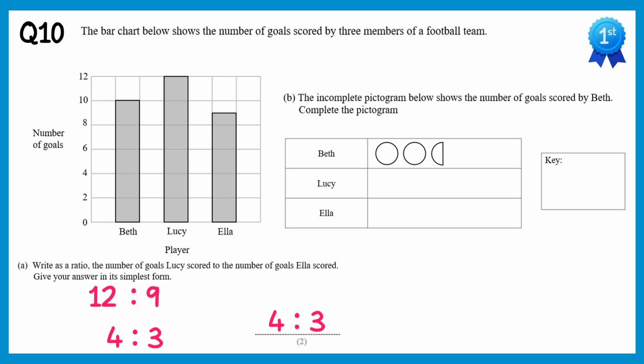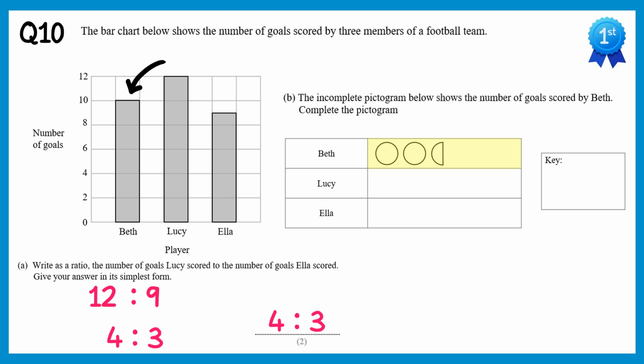For the second part of the question, we need to complete a pictogram. Now you can see we've already had the part for Beth completed for us. We can see there's 2.5 circles. But if we look at the bar chart, we know that Beth scored 10 goals. So 2.5 circles must represent 10 goals. We can use this to help us work out what the key needs to be.